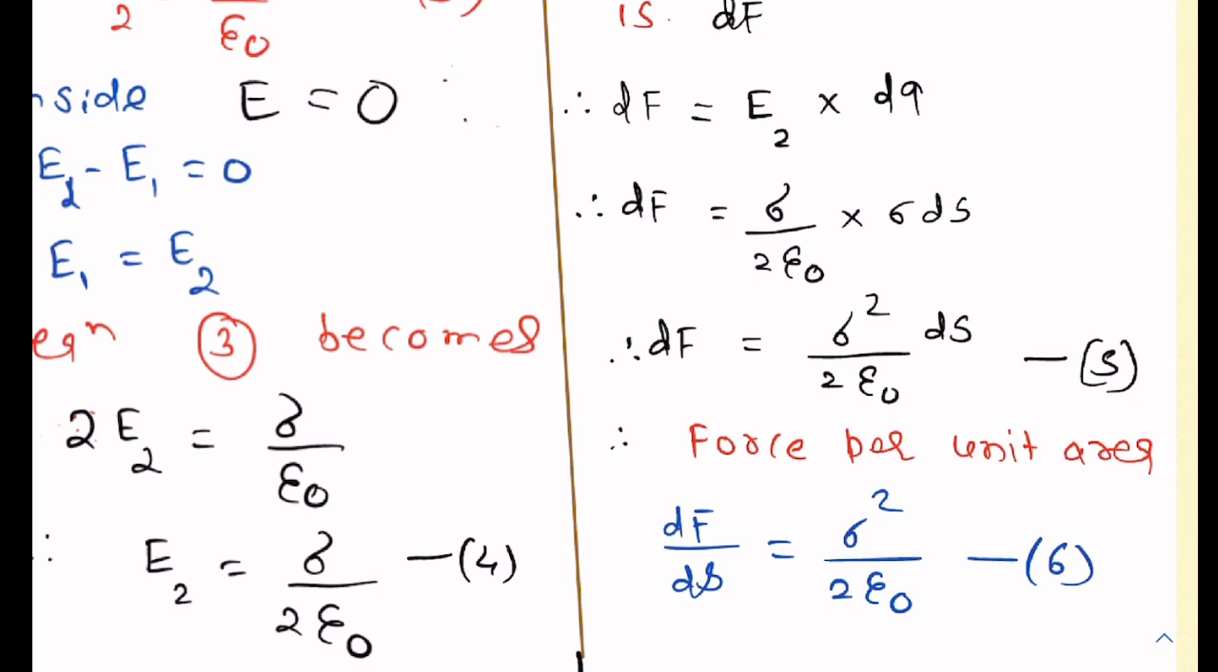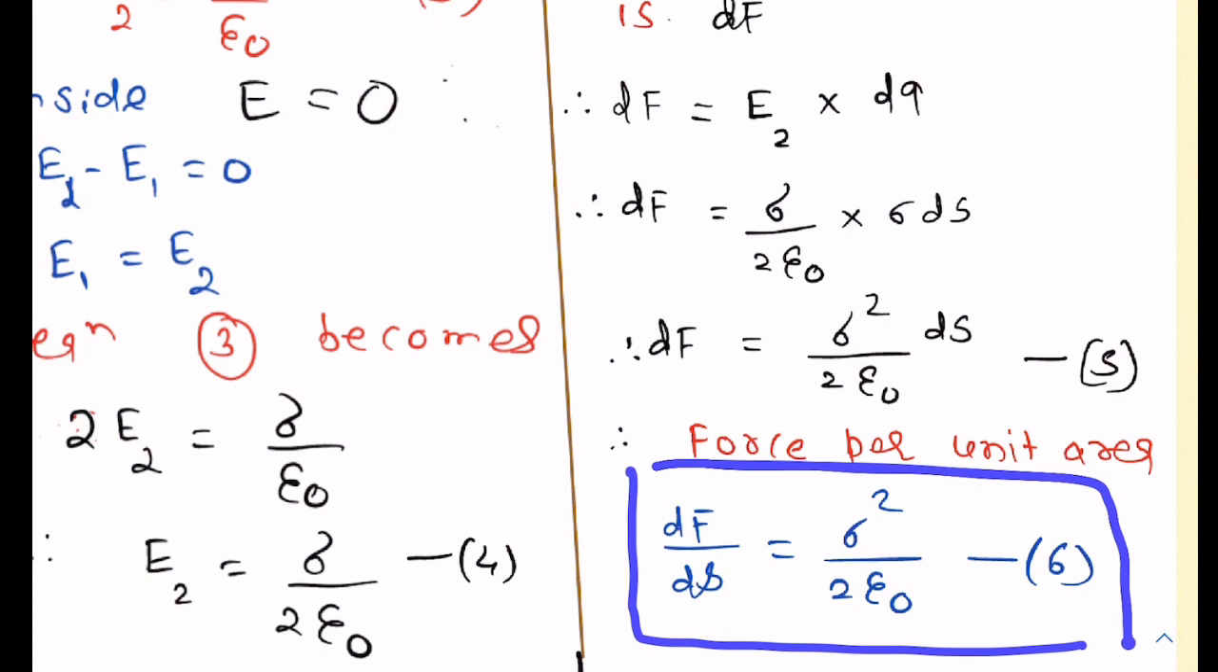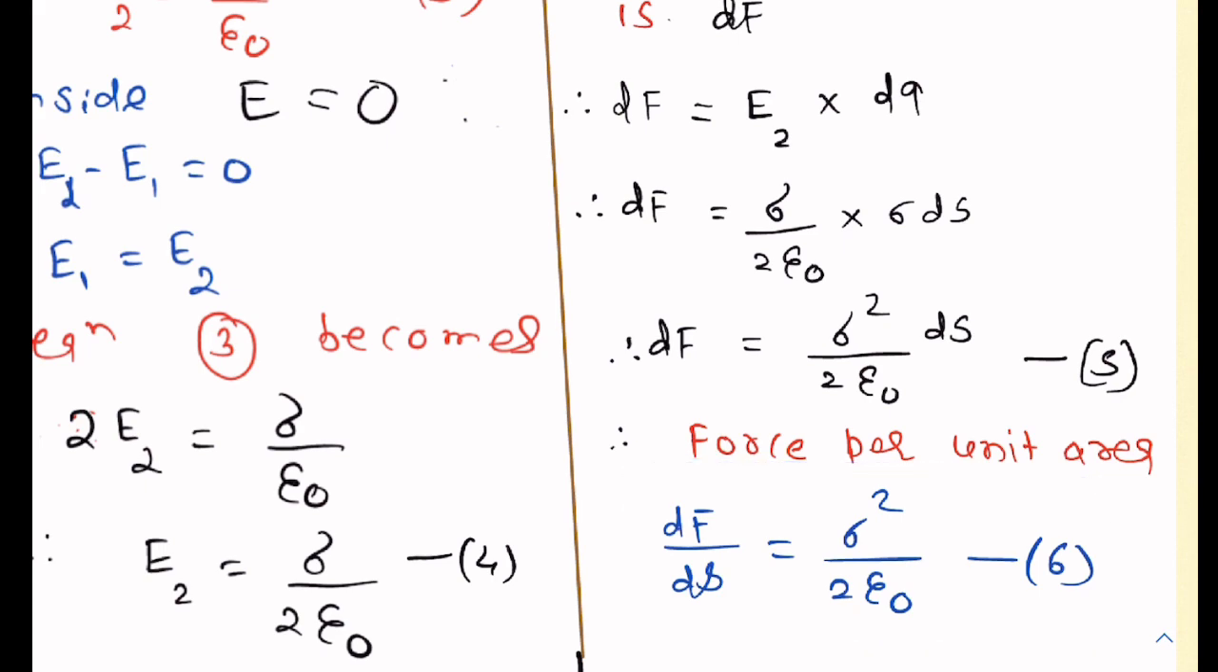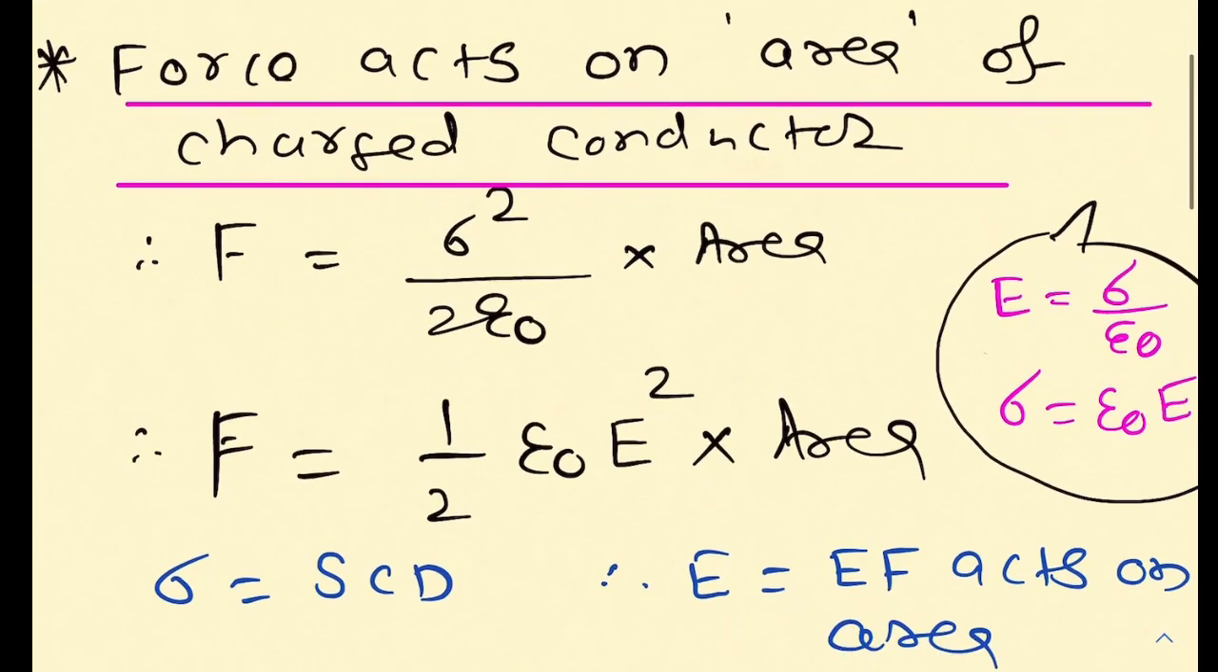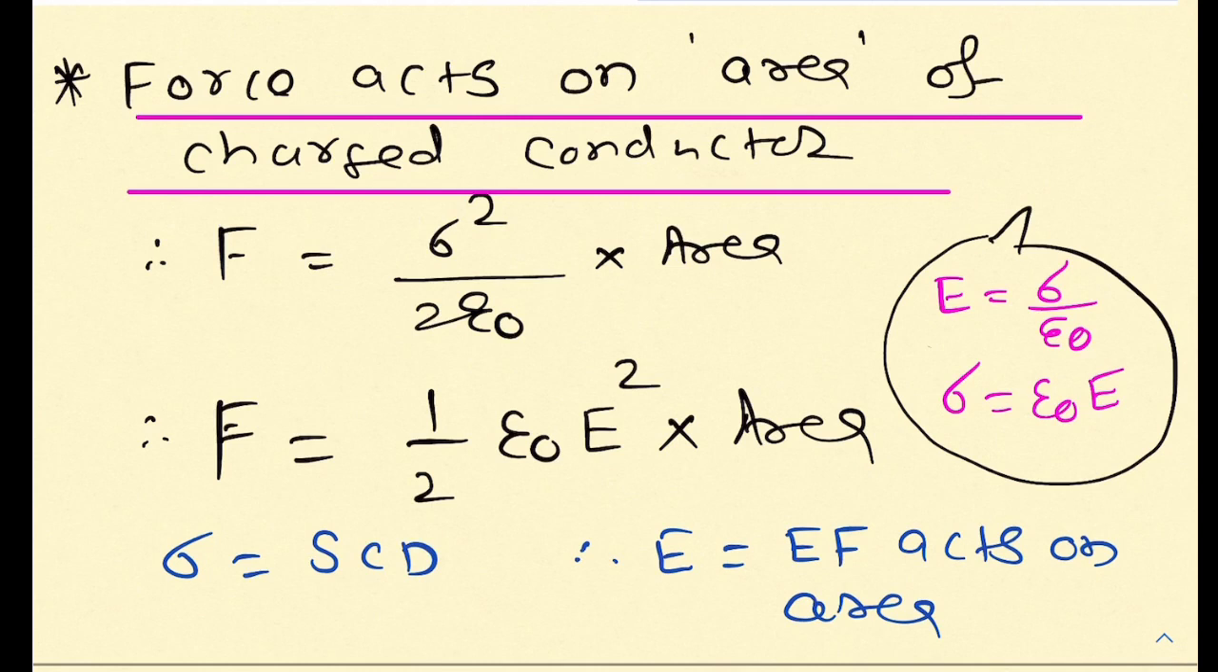Very famous equation. But we calculate the force per unit area. Then we obtain dF by ds equals sigma square by 2 epsilon 0. In problems, we must remember one formula. Force acting on the area of a charged conductor is F equal to sigma square by 2 epsilon 0 into the given area.